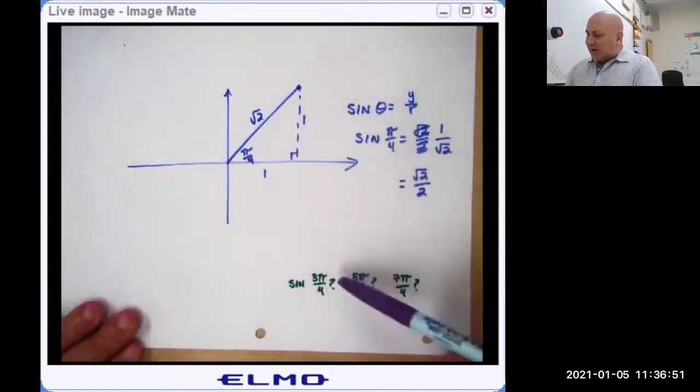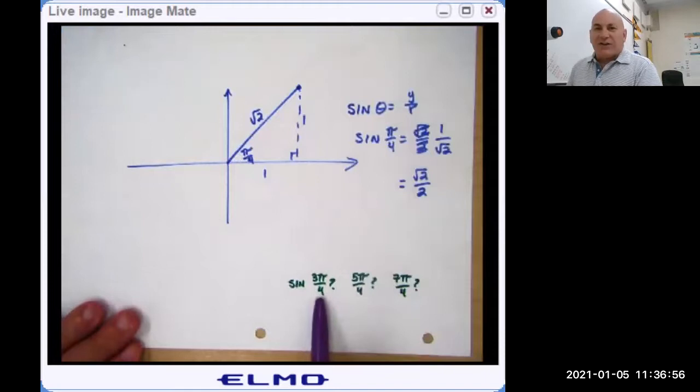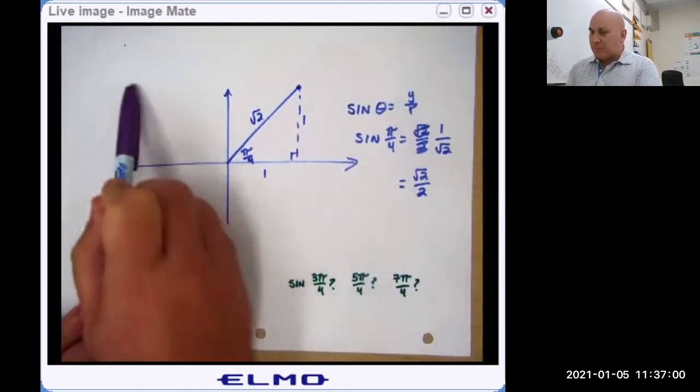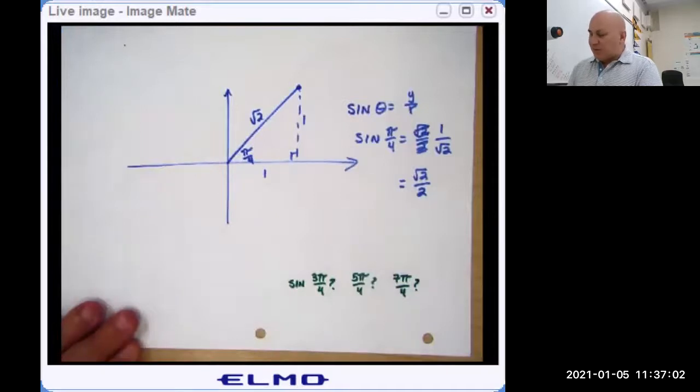So we know that the sine of pi over 4 is root 2 over 2. What is the sine of 3 pi over 4? What is the sine of 5 pi over 4? What is the sine of 7 pi over 4? We'll cover those in class.